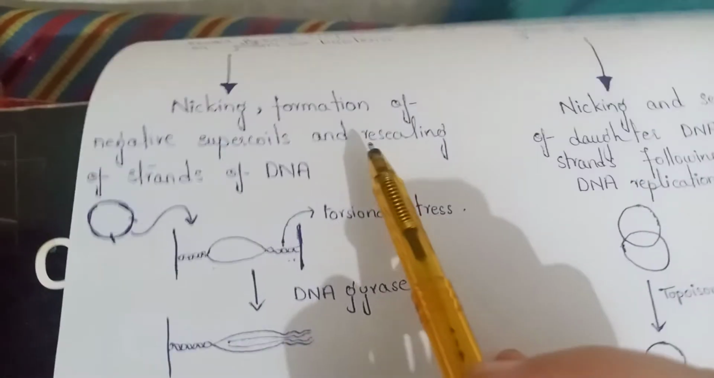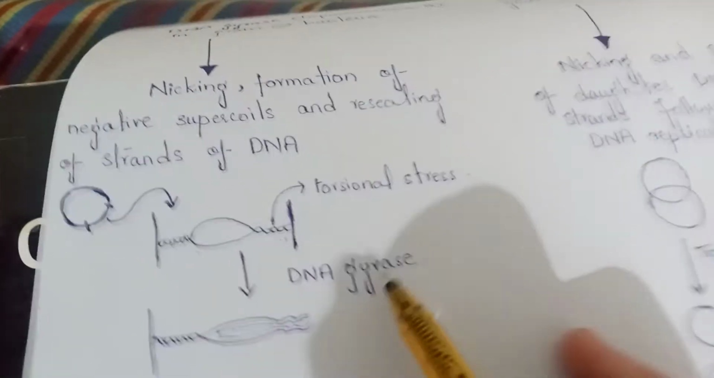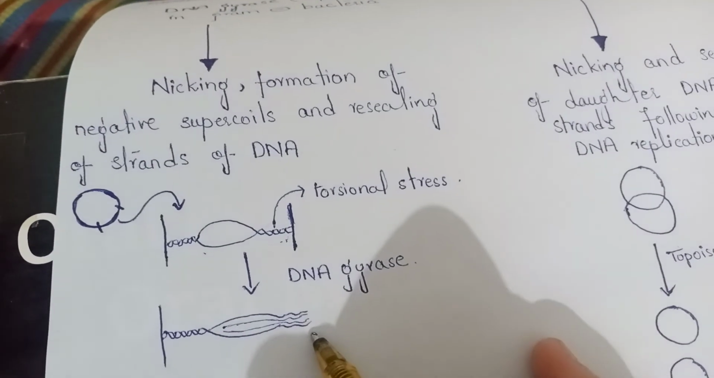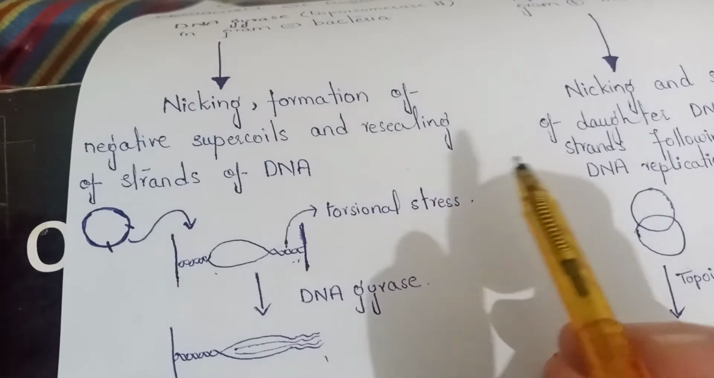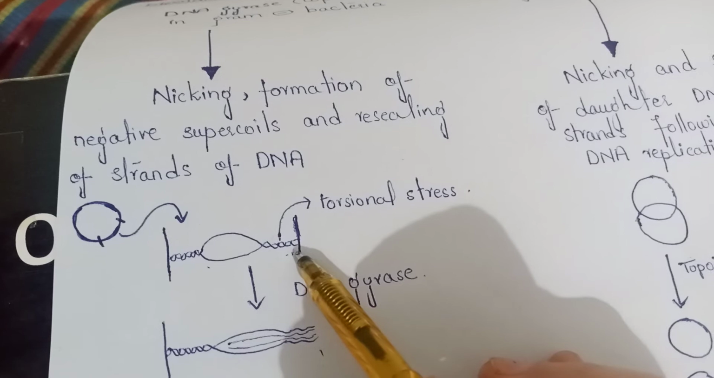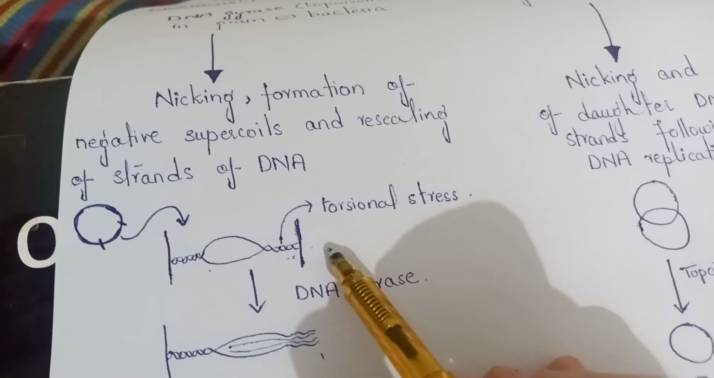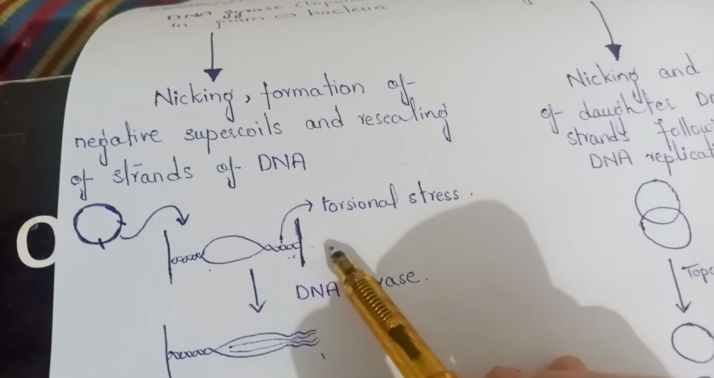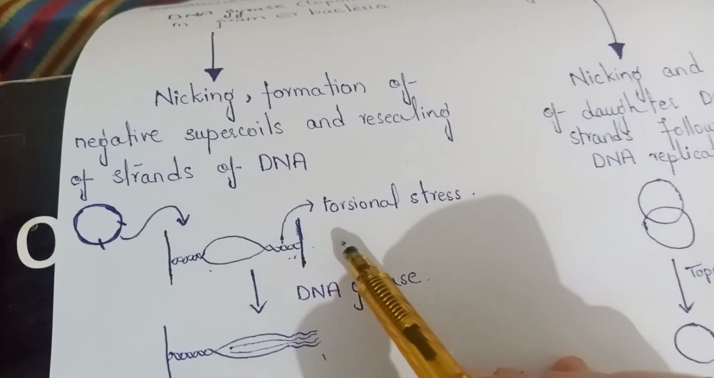What this DNA gyrase does is make a cut over here, which reduces the torsional stress and makes it easier for DNA replication. Now if the drug inhibits the DNA gyrase, there will be more torsional stress and there will be destruction of DNA, or you may say there will be no production of replicated DNA.